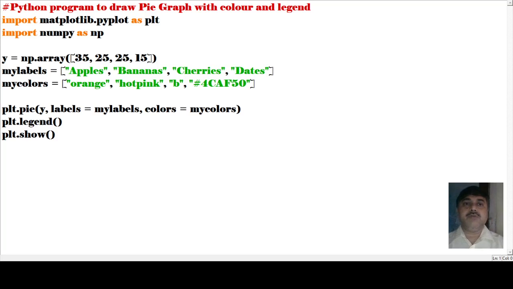First we have imported matplotlib.pyplot as plt. After that, we have imported numpy as np. So numpy has also been imported here as np. Here you can see y equals np.array, so np.array means 35, 25, 25 and 15. Those are the array values that have been given.